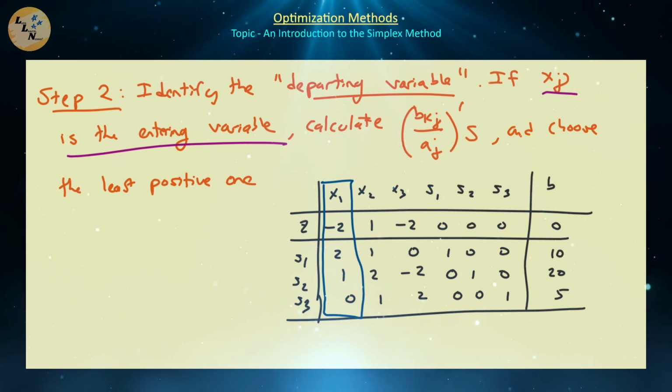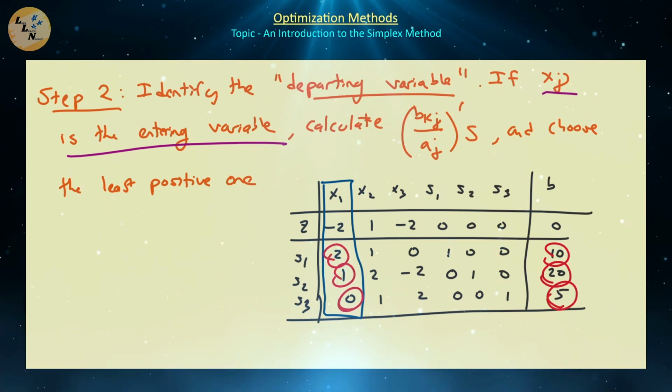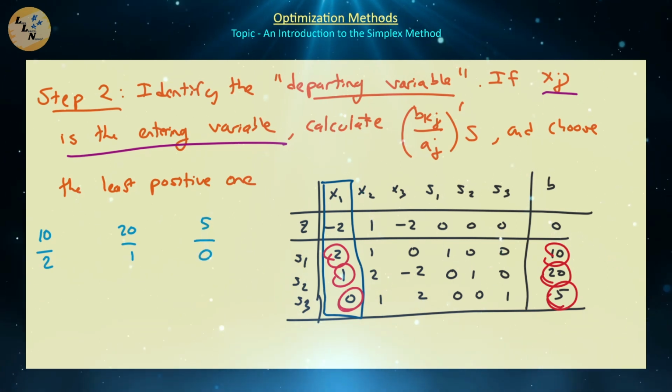So what are we going to do? We're going to take all of our bk's, which are going to be 10, 20, and 5, and divide by these coefficients in that particular column vector. So we're going to do 10 divided by 2, 20 divided by 1, and 5 divided by 0. So 10 divided by 2 is going to be equal to 5, 20 divided by 1 is going to be equal to 20, and 5 divided by 0, let's just define that to be equal to positive infinity just for the sake of convention.